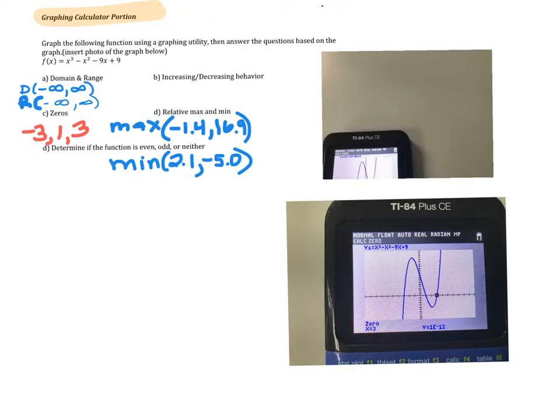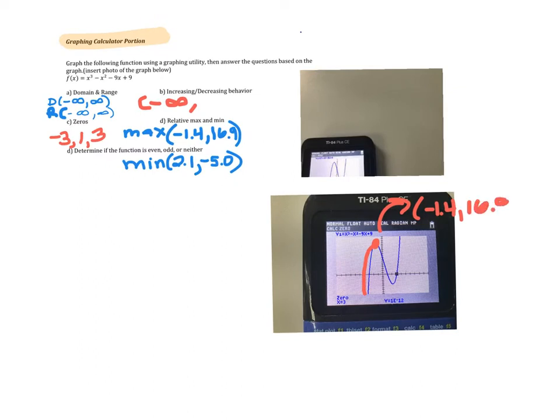Okay, so I just took a picture of it so that we can go back to increasing and decreasing behavior. So I know that it is increasing from this point to this point, okay, which would be what range in interval notation? Negative infinity up to that first x, which we identified in our max value, right? The first x is what? This point we said was negative 1.4 and 16.9. That's why we need that point, right? So where does it stop increasing? That's your y. So you want to do your x, right? Which is negative 1.4. This is increasing, okay?